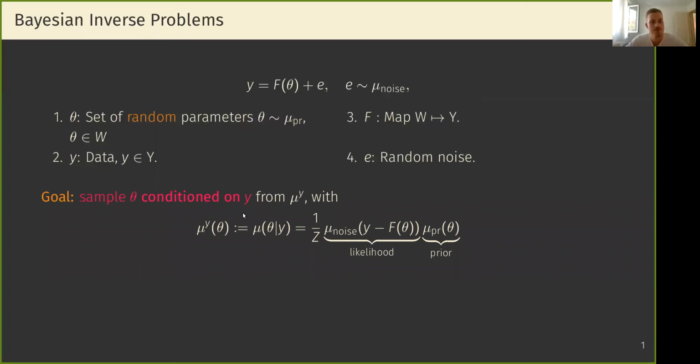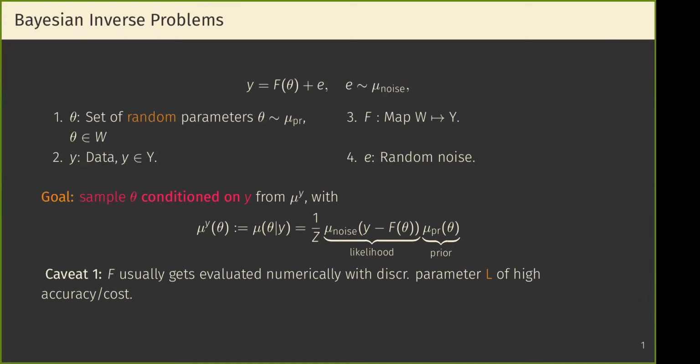And the goal of a Bayesian inverse problem is to sample theta, this set of parameters here, conditioned on y, from a posterior distribution mu y that can be written in terms of the likelihood times prior, where this likelihood measures the misfit between the recorded data y and f of theta. And again, mu prior encodes the information that we have on theta before any data has been observed. There are usually two caveats associated.